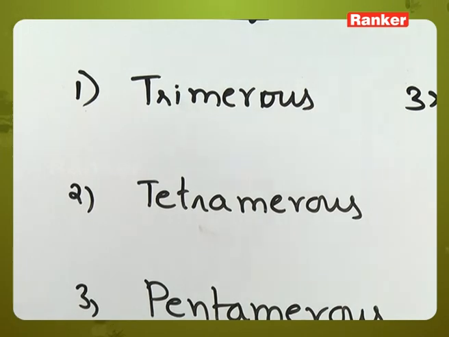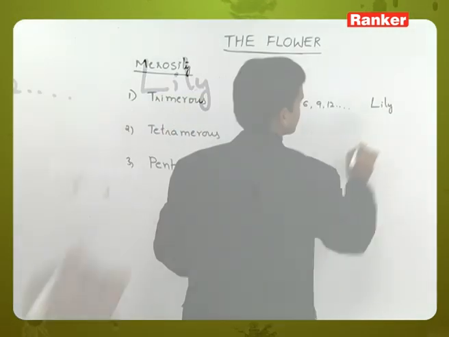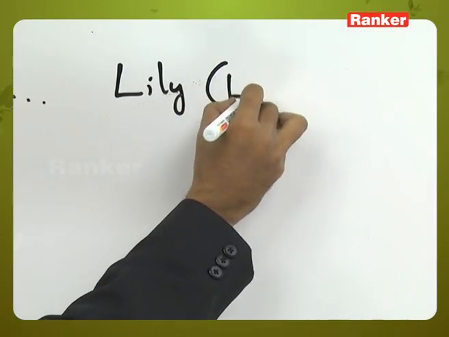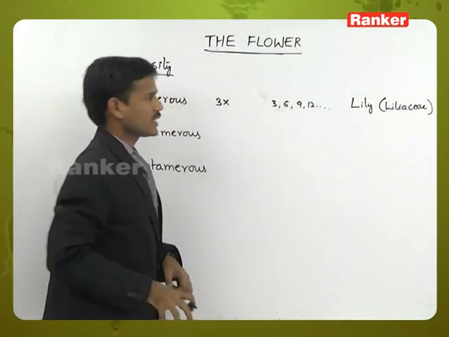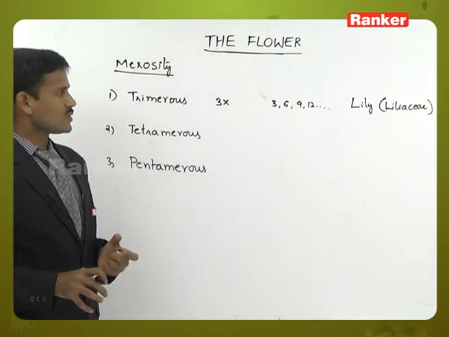These trimerous flowers are observed in the lily flower or lily plant, Liliaceae family members. Here, monocot plants like Liliaceae family members have trimerous flowers.